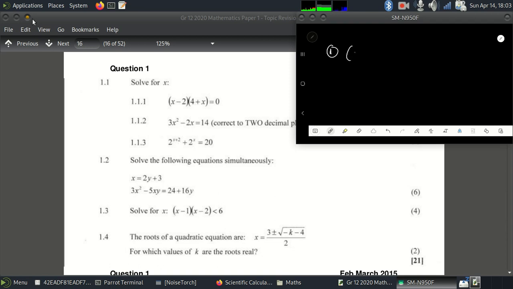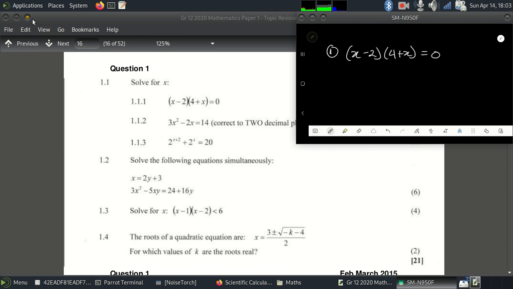Looking at the first question, we're given x minus 2 and 4 plus x, and this is said to be equal to 0. Given this, we're obviously supposed to find the value of x. Now, there's this wonderful thing in mathematics known as the zero factor law.